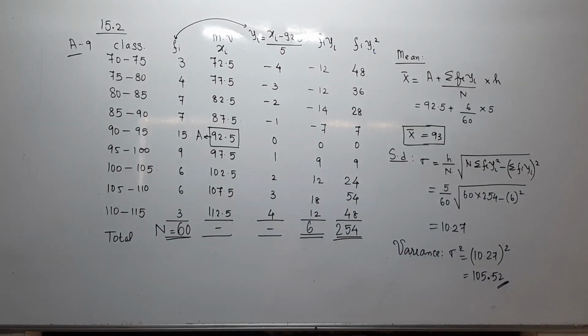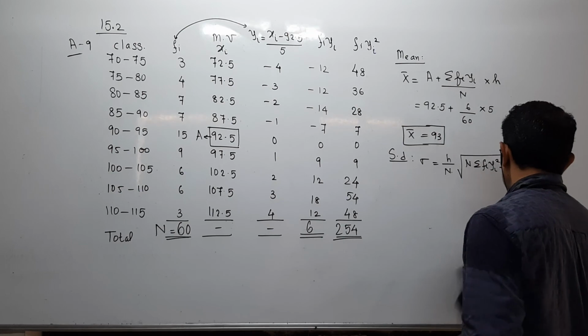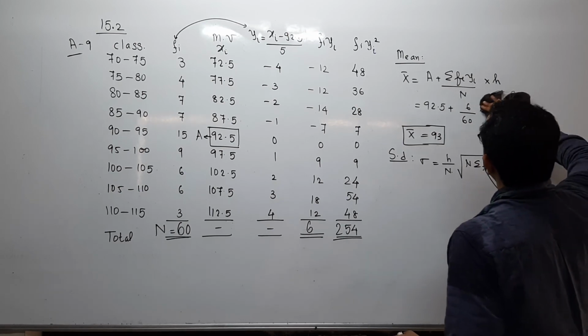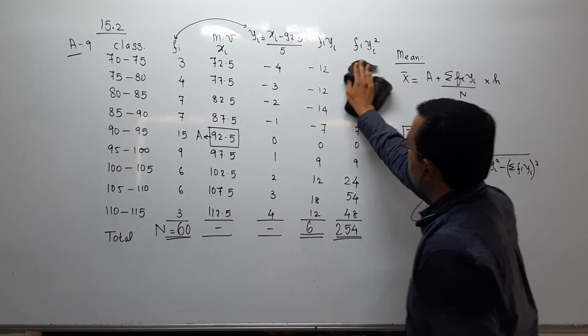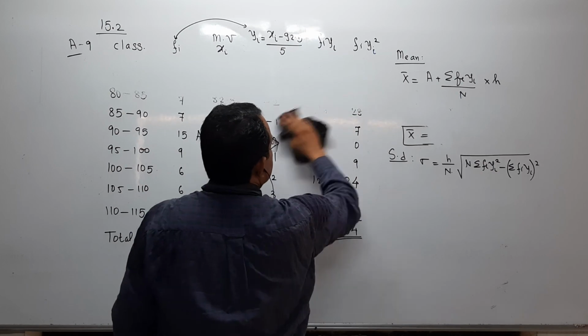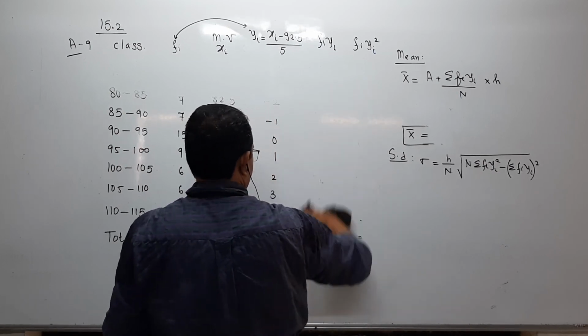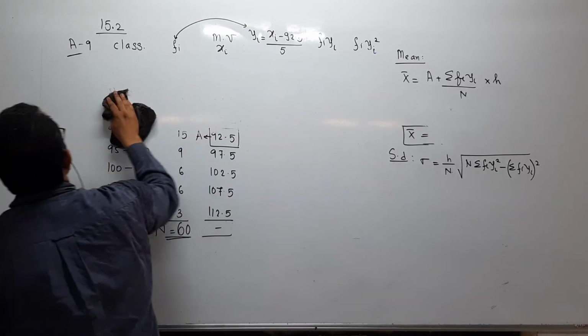Now, students, we are left with only one sum to complete, and that is sum number 10. So this completes our exercise 15.2. The columns and layout will remain the same except yi, students.